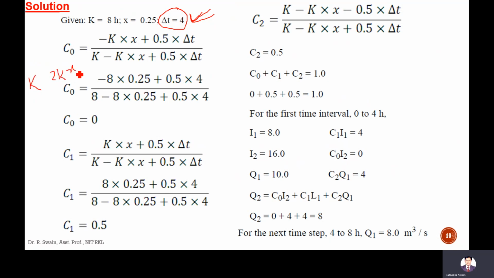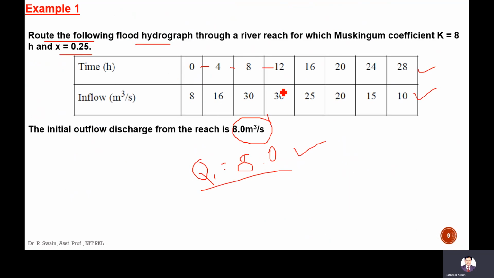Okay, if we calculate, then K value is 8, 2Kx is 2 into K, that is 16 into 0.25, that is 4. So it should be in between this 4 and 8, so 4 is chosen. Because the data is given at 4 hour gap, it will be easy to calculate.